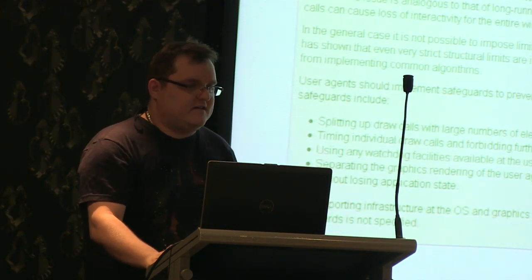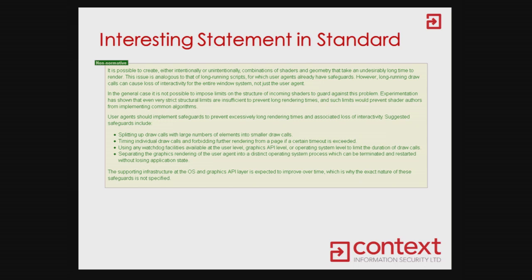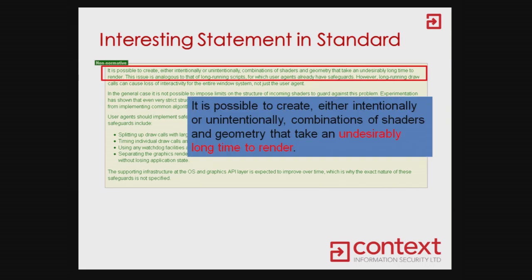So we just look at the standard. This is actually a cutout of the WebGL standard. You can just download it from the Khronos group's website. And I'll highlight some interesting statements they've made in it. Firstly, apparently by a combination of shaders and geometry, you can cause something to take an undesirably long time to render. It seems a bit euphemistic for something which potentially could be bad.